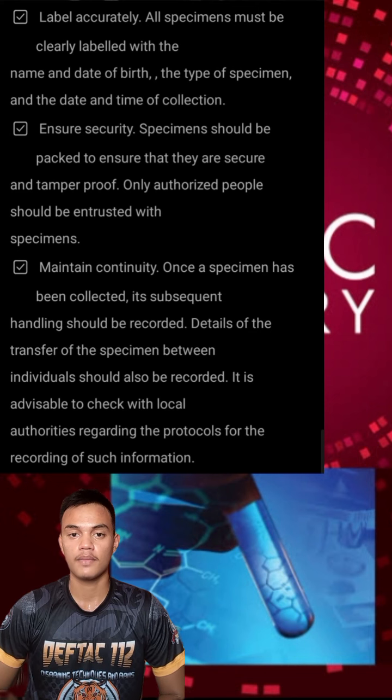Maintain continuity. Once a specimen has been collected, its subsequent handling should be recorded. Details of the transfer of the specimen between individuals should also be recorded. It is advisable to check with local authorities regarding the protocols for the recording of such information.